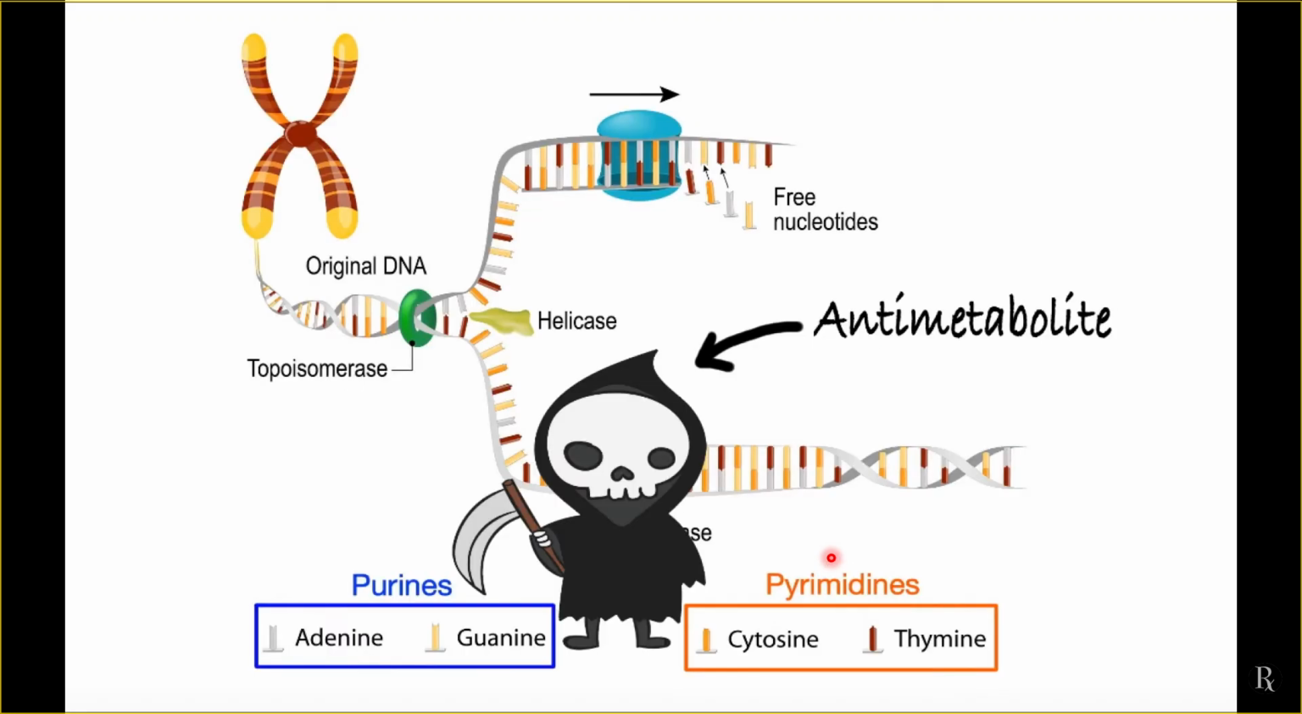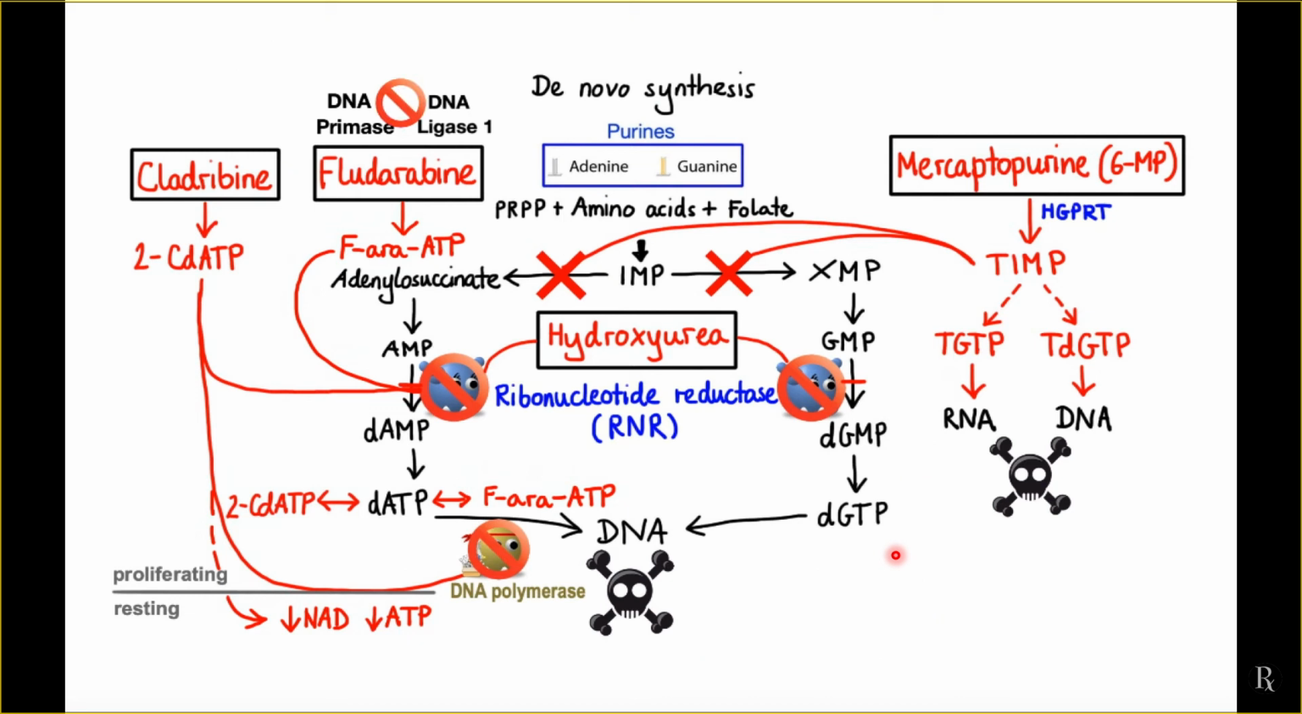So let's look at the drugs. Those drugs that are antimetabolites will look like purines or pyrimidines. And here they are. For the purines, we have first of all mercaptopurine. The name is easy to remember because it's purine also, but mercaptopurine or 6-mercaptopurine is the chemical name for the drug.